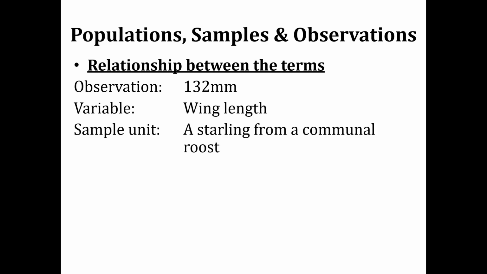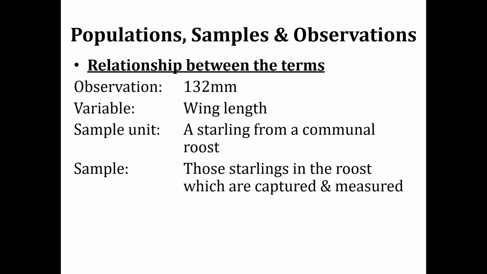So we are going to start with the observation. The observation is, let's say, 132 millimeters. So what is this? This is the observation of a variable. And what is the variable here? The variable is wing length. So this is the wing length, 132 millimeters. It is the wing length from a starling. So the sample unit is a starling from a communal roost. A single starling from a communal roost from which the observation is taken is the sample unit.